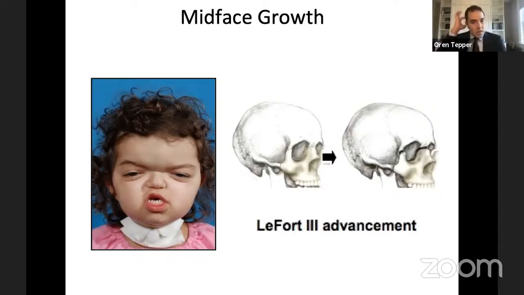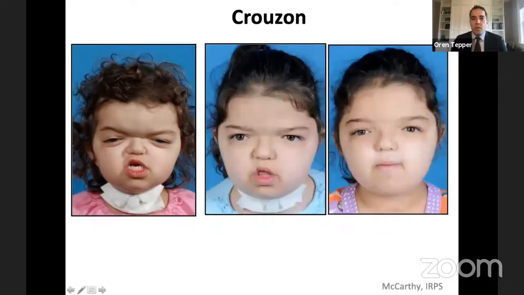And you can see this patient here who's got that sunken in appearance to the midface, but also leads to not just functional and cosmetic concerns, but in this case, she has a tracheostomy due to the collapse of the airway behind that retracted midface. So in those cases, we do what's called a Lefort-3 advancement. And this is an example of how that patient did with the Lefort-3 advancement.